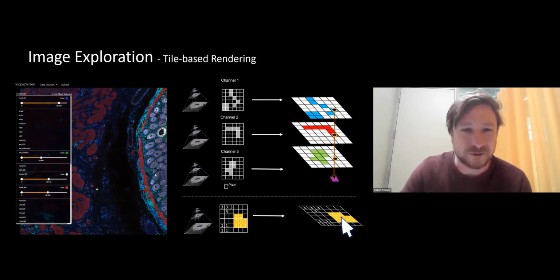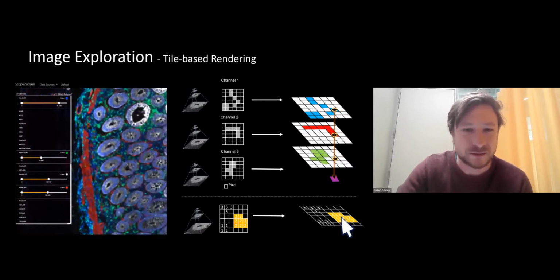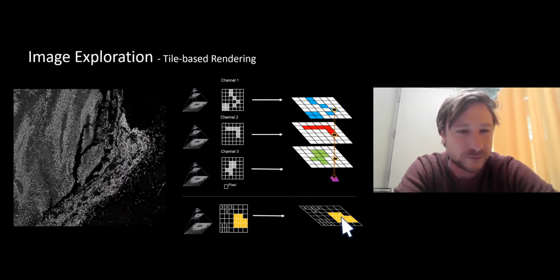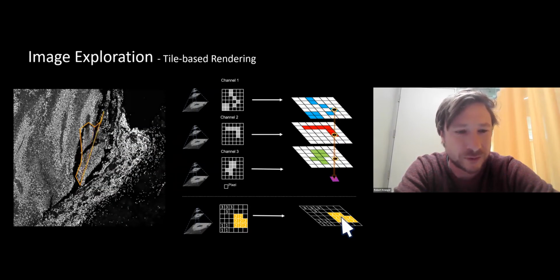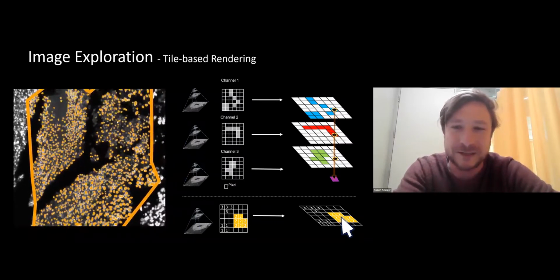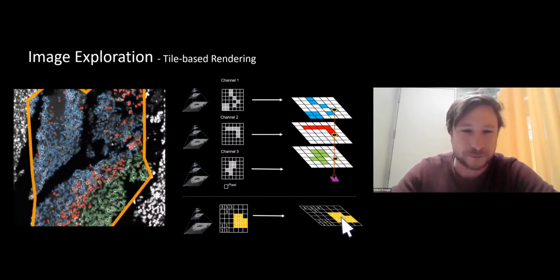We do the same thing for the segmentation mask. So you can see we can use the segmentation mask to allow the user to select individual cells on an individual basis, and then also to use a lasso tool to draw a region of interest. And then, of course, knowing the IDs from that segmentation mask, we can link that to the tabular data.